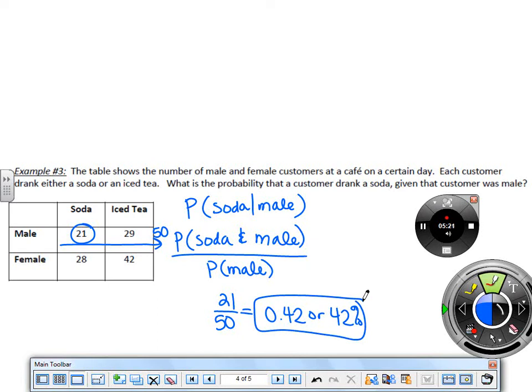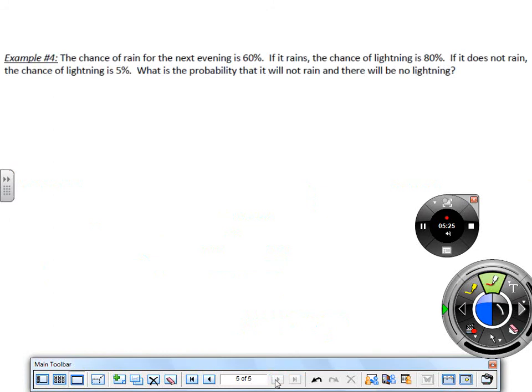All right, now the last problem we're going to look at is conditional still. They're not going to give us the chart, and it's an and probability. So if we read the problem, it says the chance of rain for the next evening is 60%. If it rains, the chance of lightning is 80%. If it does not rain, the chance of lightning is 5%. What is the probability that it will not rain and there will be no lightning?